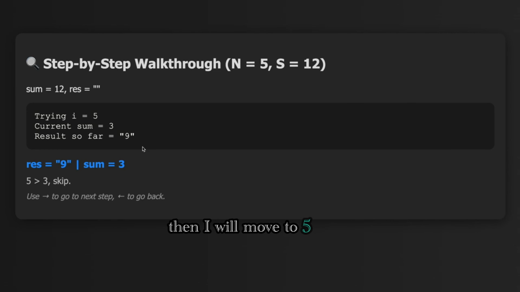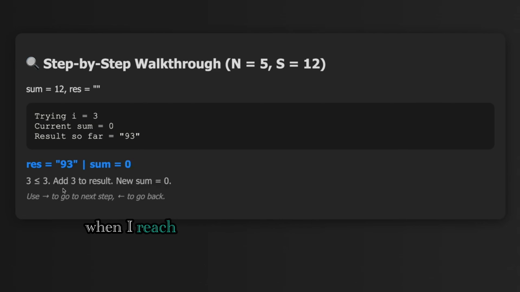Then I will move to 5. Again I will skip it. Again I will skip 4. And finally, when I reach 3, it becomes lesser than or equal to 3, which is my current sum. And so now I will add 3 to the result, right? And now at this point, if you see, my new sum became 0.